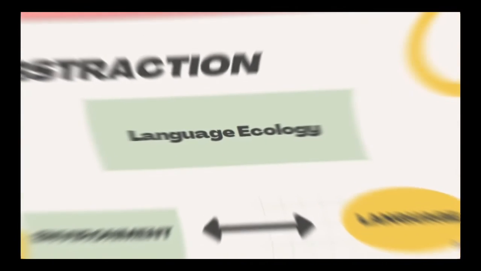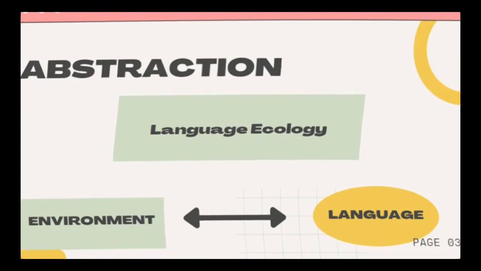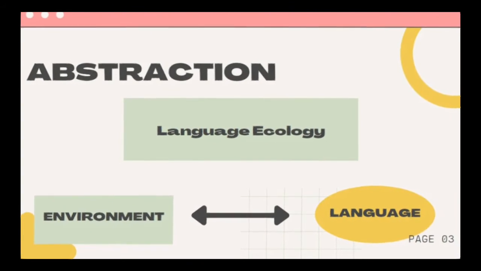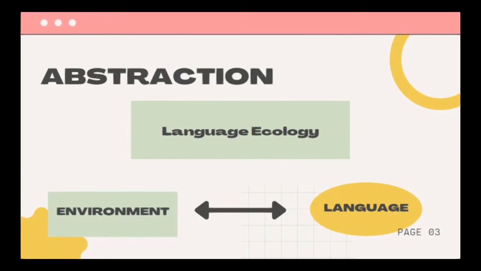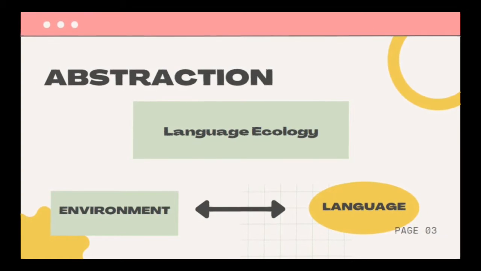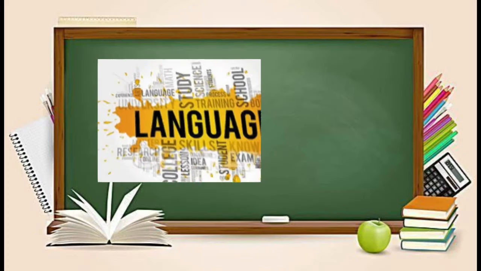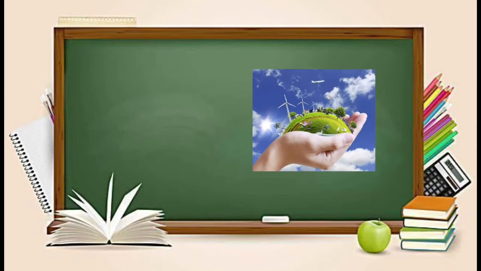What you can see on your screen right now is a diagram consisting of the words language ecology, environment, and language. So what do you think this is all about? Well, we can clearly see that language ecology is all about the relationship between language and, of course, its environment.